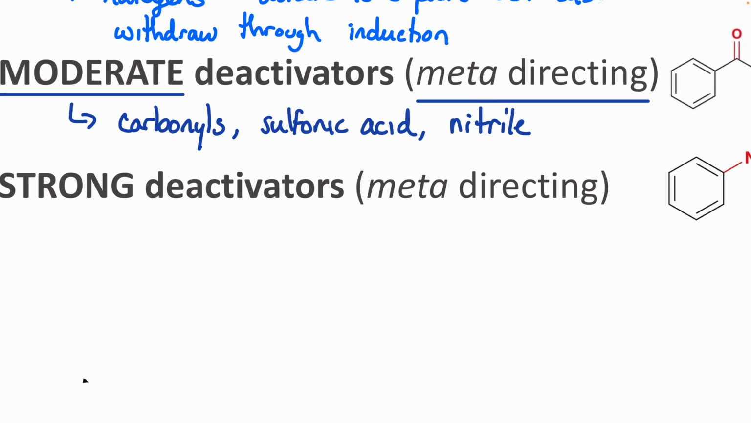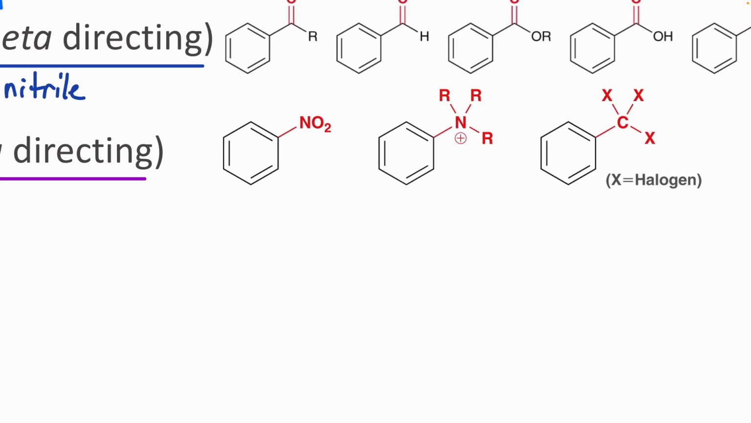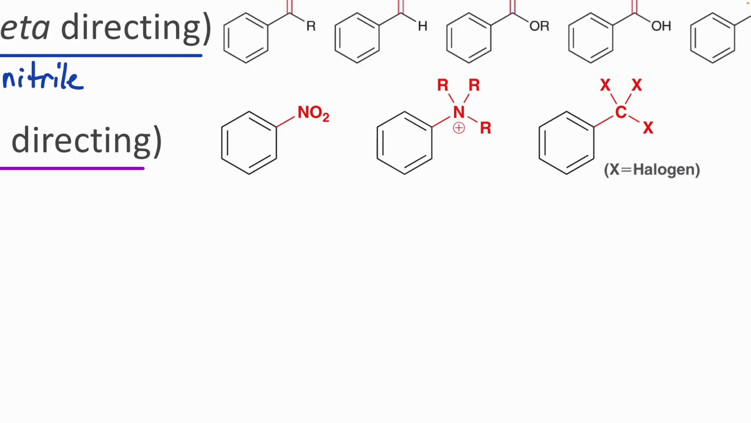All right, and then our last category are strong meta-directors. Unfortunately, these don't really have any structural common feature. Luckily, there's only 3 of them, so they're not that hard to remember, okay? We have our nitro group is a strong electron withdrawing group. We illustrated this when we first introduced this nitro functional group, okay?